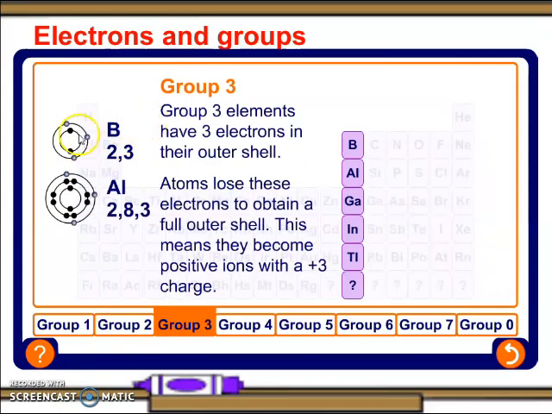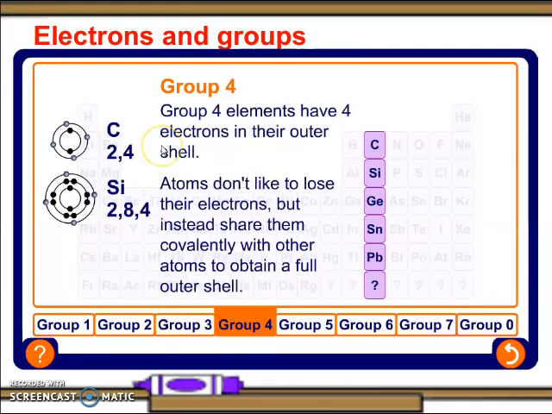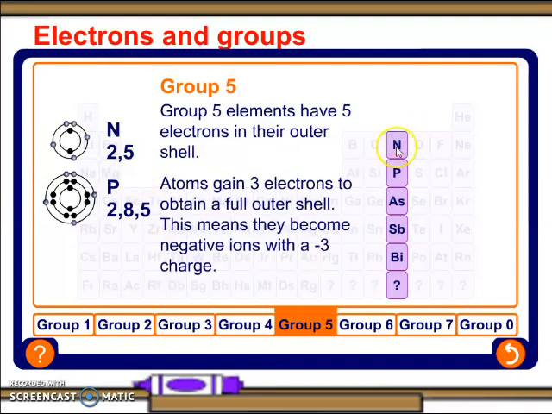Group 3 elements have 3 electrons in their outer shell. Atoms lose these electrons to obtain a full outer shell. This means they become positive ions with a positive 3 charge. Group 4 elements have 4 electrons in their outer shell. Atoms don't like to lose their electrons but instead share them covalently with other atoms to obtain a full outer shell.